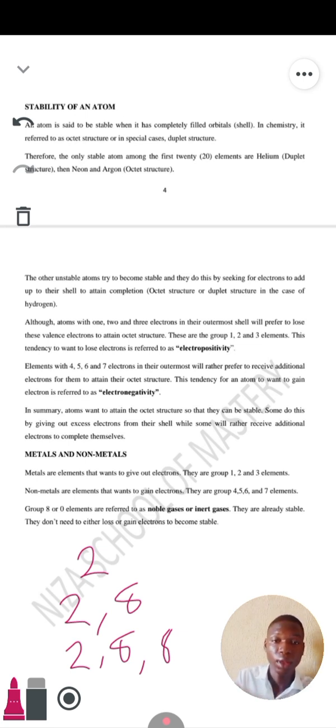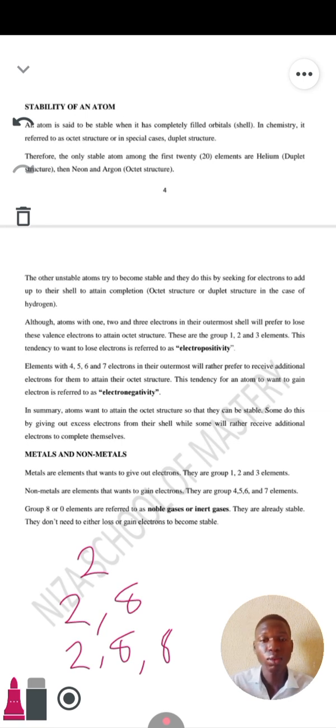So those three are the only stable atoms in the first 20 elements. Not all the elements, just the first 20 elements. Are you getting that now? So some may ask, helium is 2. Why is it stable? Why is helium stable? It is just 2.